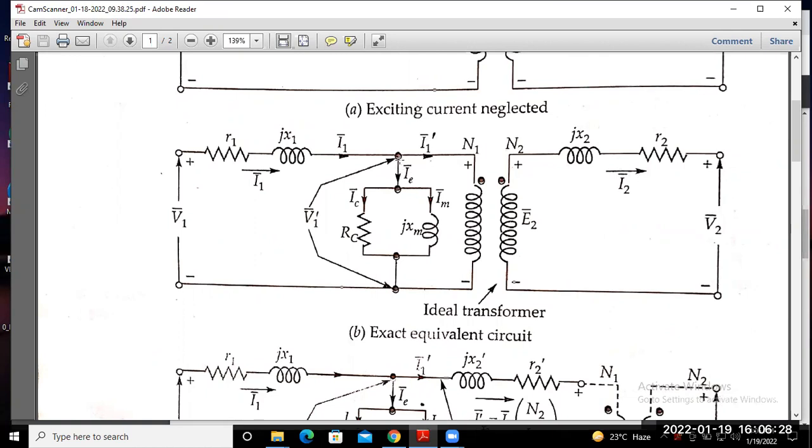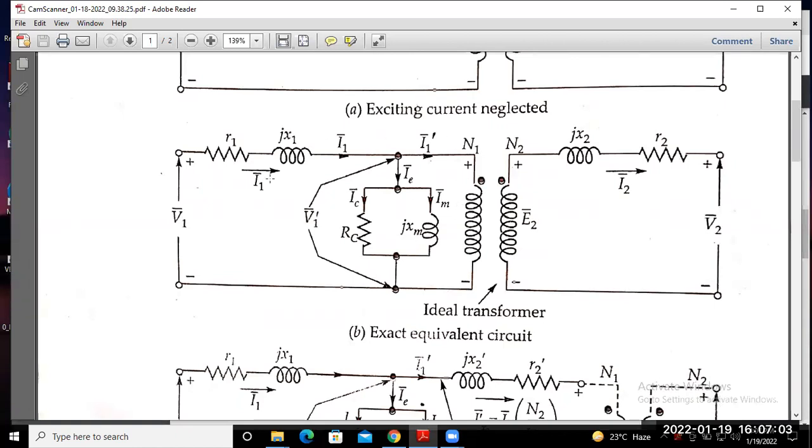In the shunt branch, the core loss component resistance Rc and Xm are in parallel. So this Rc is responsible for the core loss, and Xm is known as the magnetizing reactance of the primary coil. Okay, so this is represented by V1 dash, that is equal to E1, the EMF induced in the primary coil. All components you have to be familiar with, and this one is the ideal transformer denotation with all the parameters of the primary side and secondary side.